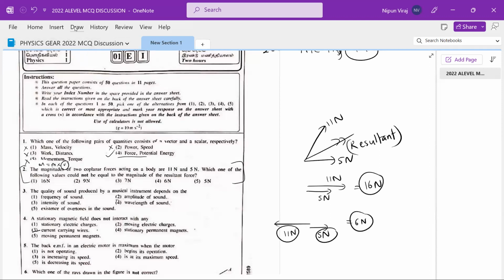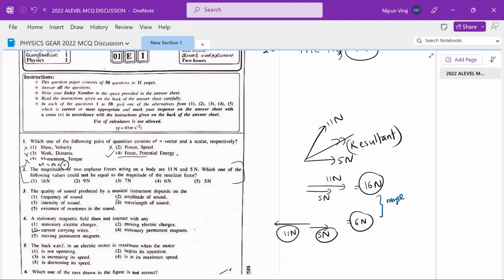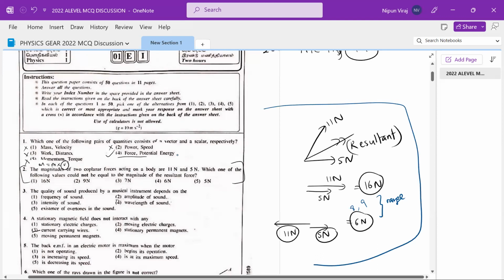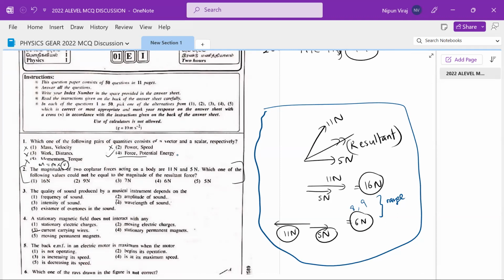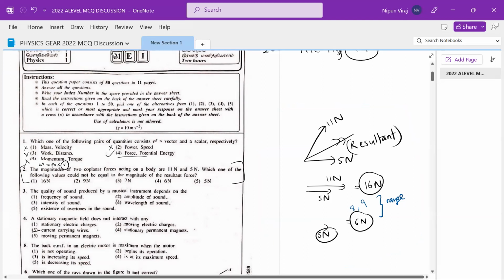All the other resultants you get should be in this range. It can be 6 newtons, it can be 16 newtons, it can be 8, it can be 9, anything. This is a concept that you should know. It can be anything between that. So the answer for this question should be the fifth one. It cannot be 5 newtons. Obviously, it cannot be 5. Okay, so now let's go to the third question.